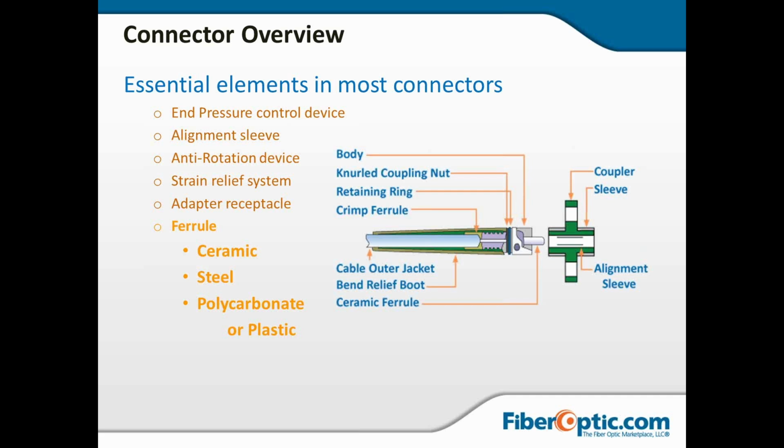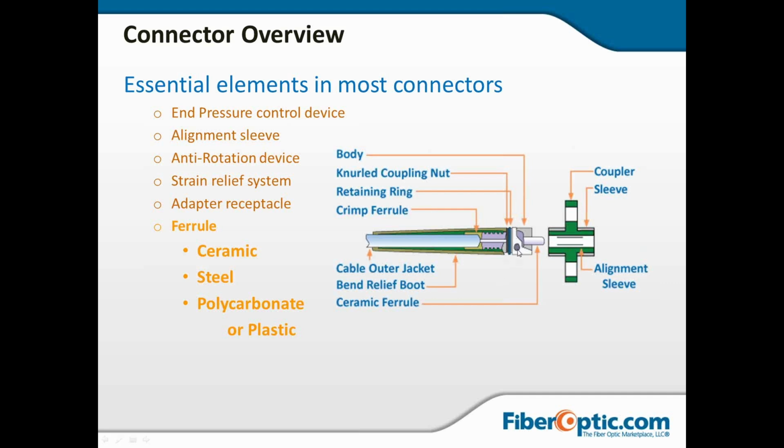So then within the connector mated pair, you're going to have the coupling device, whether you call it a bulkhead, barrel, or just simply mating sleeve or coupler. You're going to have this device here, the alignment sleeve inside aligns the two ferrules so that that precise alignment takes place. Now moving back into the connector itself, you're going to have the connector body.